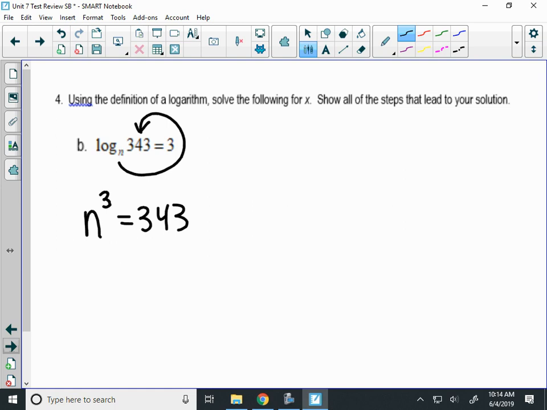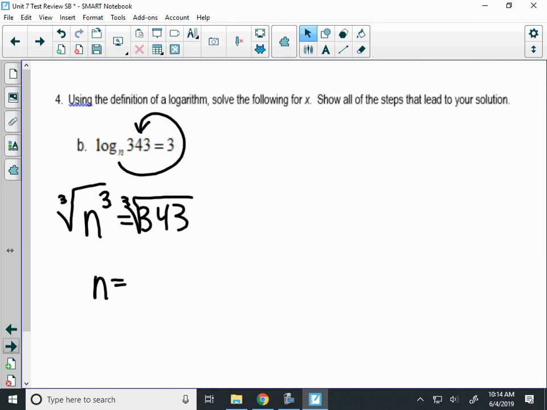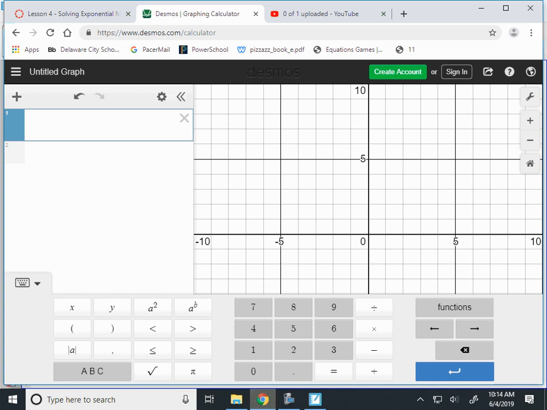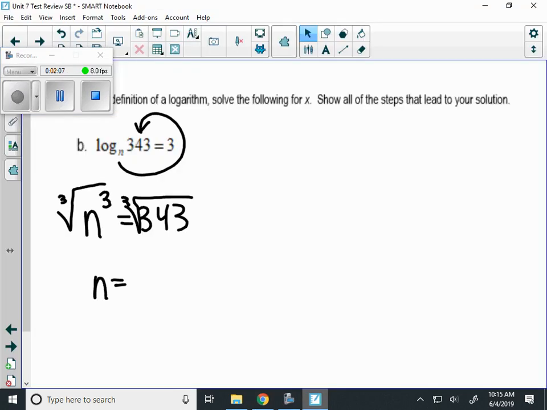Now if I want to get n and I don't know what to the 3rd is 343, I'm going to take the cubed root of both sides. Desmos can do the cubed root for you. So I would take Desmos here. You have to go over to functions, so you see this little nth root. I would take the cubed root of 343, and I would get 7. So n here is 7.